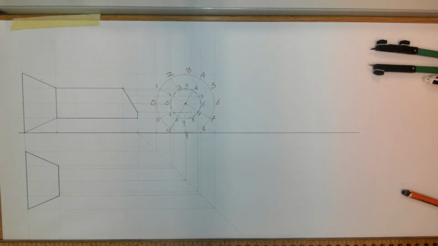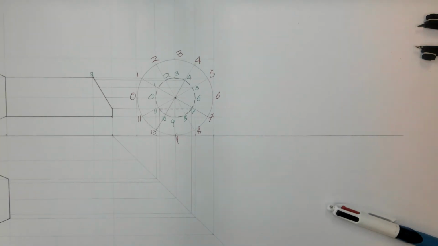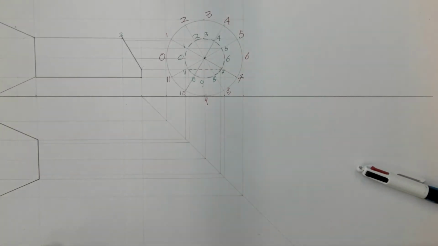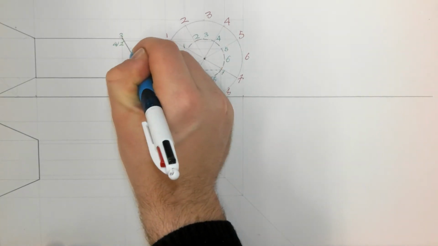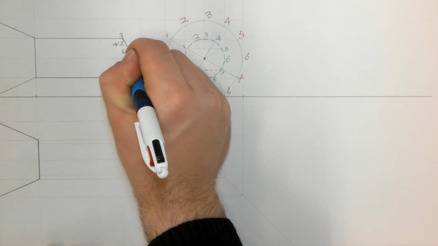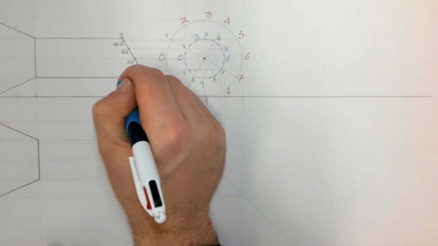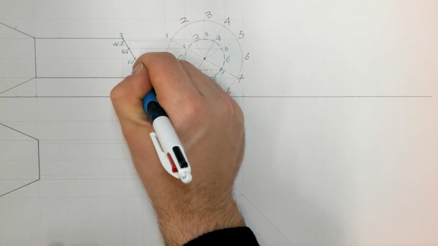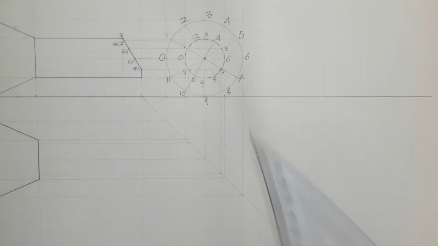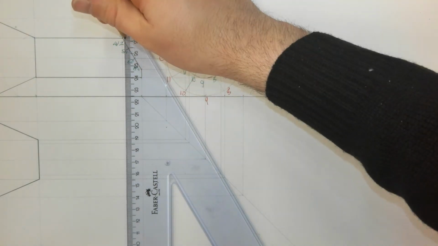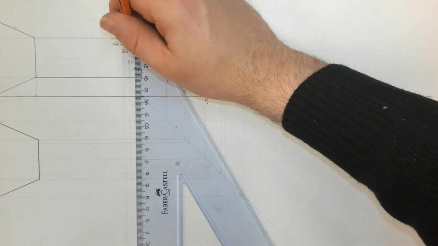So I've got to label my points in elevation. So this is 3. I'm going to zoom up here. So this is 3. This is 4/2. This is 5/1. This is 6/0, and this is 7/11. Right. So I'm going to drop these points down.